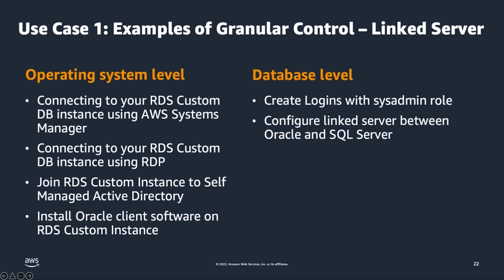We'll connect to the RDS Custom instance using AWS Systems Manager. So we'll try to set the password, run some commands against the RDS instance. We also will connect to the RDS instance using RDP, so we need to open the port. So we'll do those change operations. And I will connect one of my RDS instances to a managed Active Directory, the self-managed Active Directory. And then we'll install Oracle Client Software to configure the linked server. And from a database perspective, I will create logins with sysadmin privilege and then configure the linked server. So let's get started.